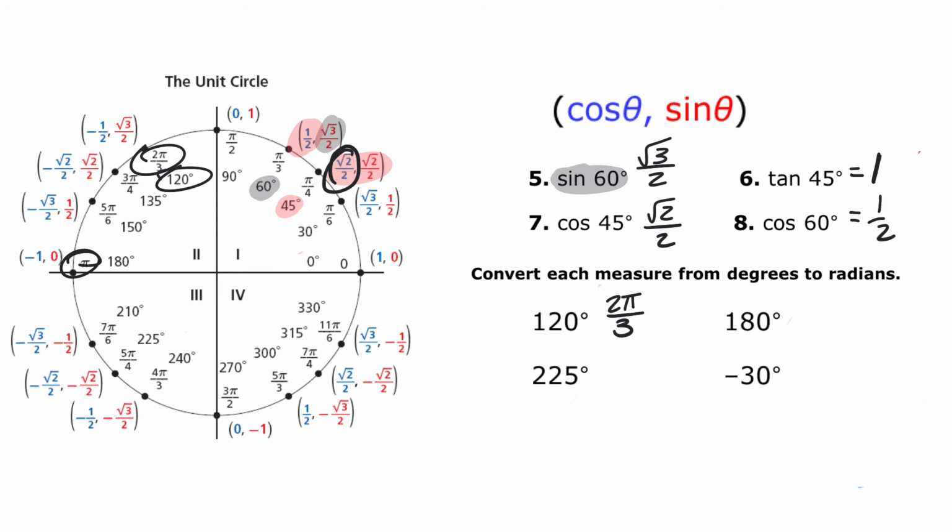180, well, 180 is just simply pi. 225, there they are, 5 pi over 4. And then lastly, -30. Well, 30 is pi over 6, so -30 is going to be -pi over 6. So the unit circle is also a very nice way to convert degrees to radians.